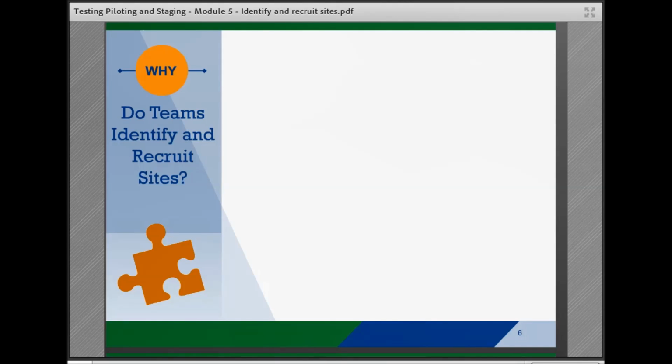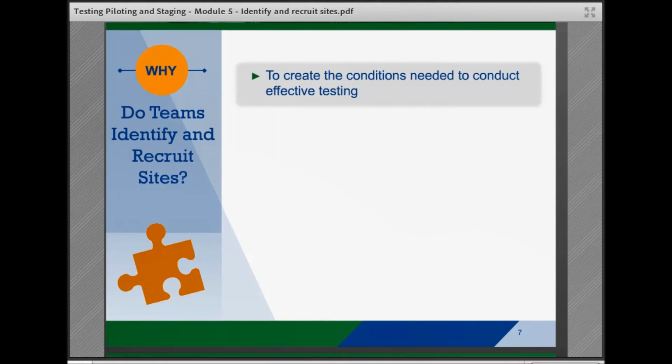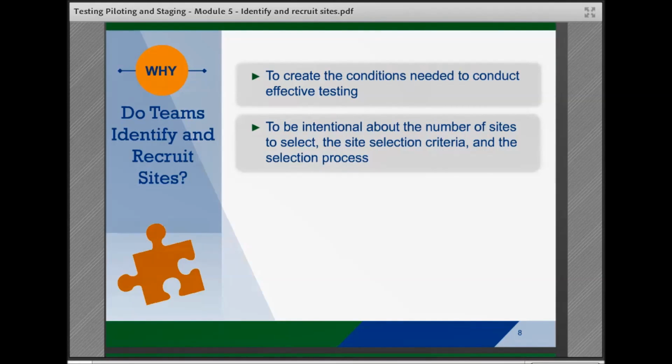Why do teams identify and recruit sites? Identifying and recruiting site participation in pilot testing helps the teams create the kinds of conditions needed to conduct effective testing. Decisions the team makes about the number of sites selected, the site selection criteria and process, will all have an impact on the results, and teams should be intentional about these decisions.